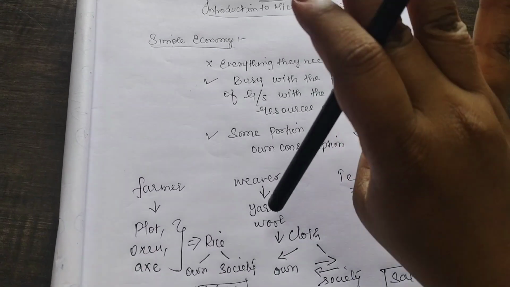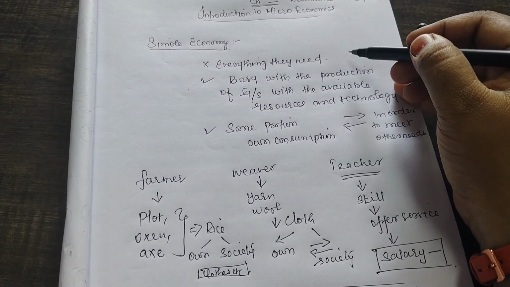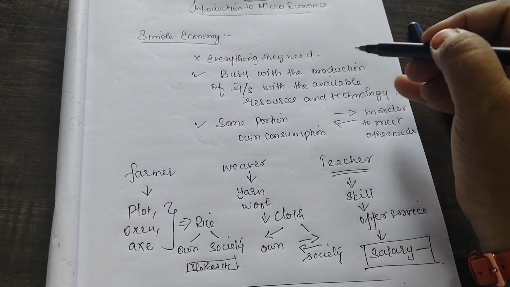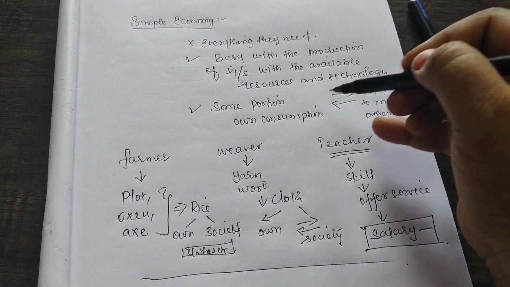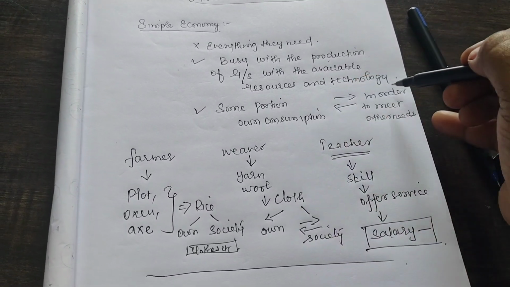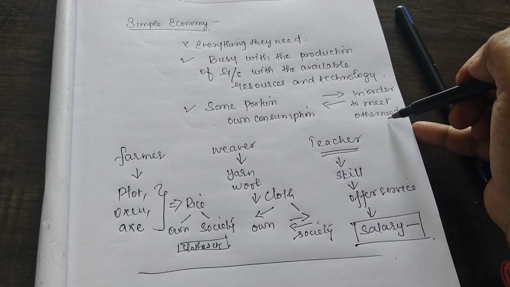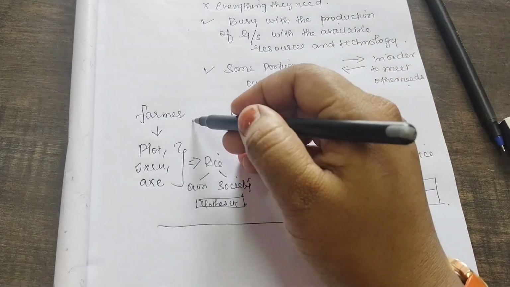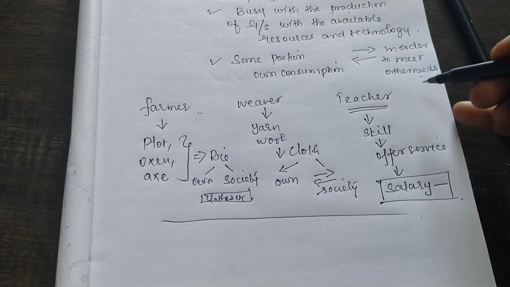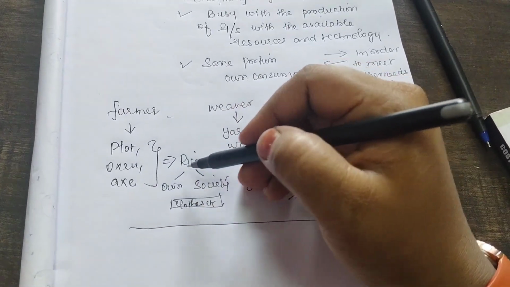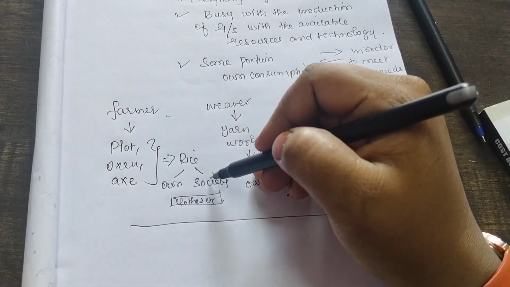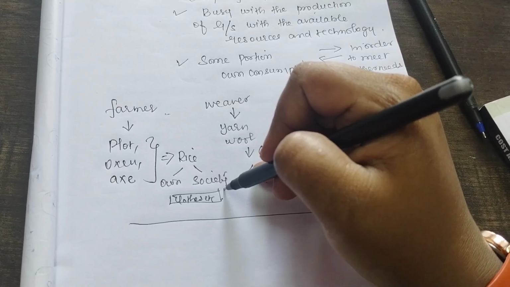So this is all about a simple economy. You need to understand only 4 points. Everything they need, they cannot produce. But every individual is busy with the production of goods and services with available resources and technology. Some portion they will keep for their own consumption. The rest they will exchange in the society in order to meet other needs. Example of a farmer, weaver, and a teacher. The farmer may have a plot, oxen, and an axe. Out of that he will produce rice, keeping some portion for his own consumption and exchanging the rest in the society.